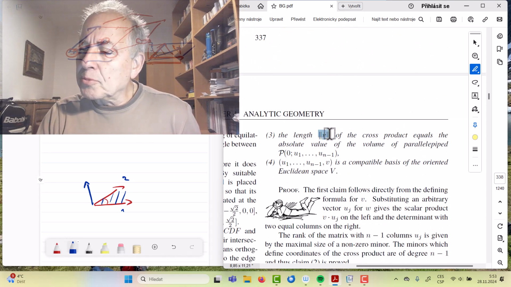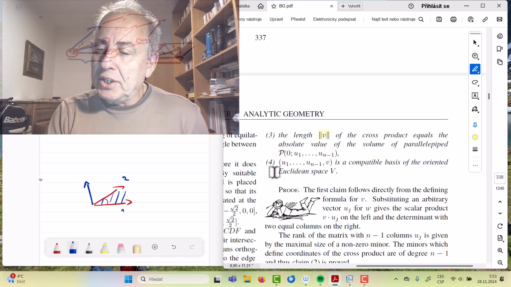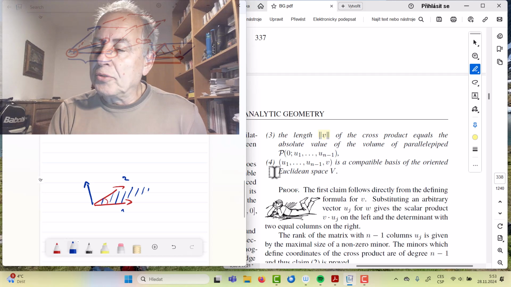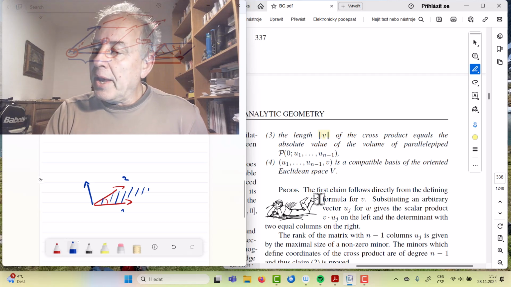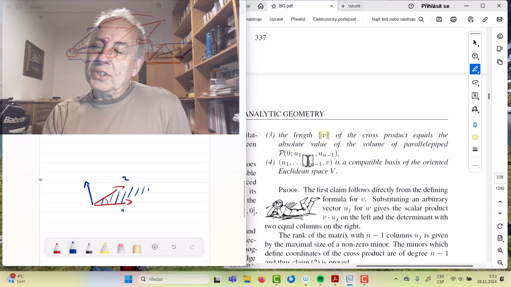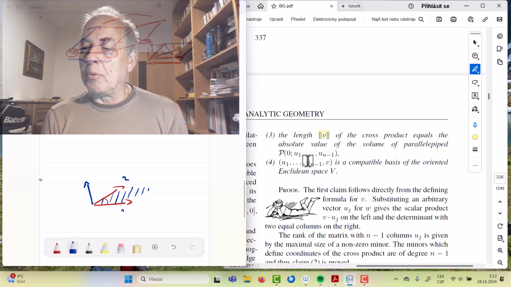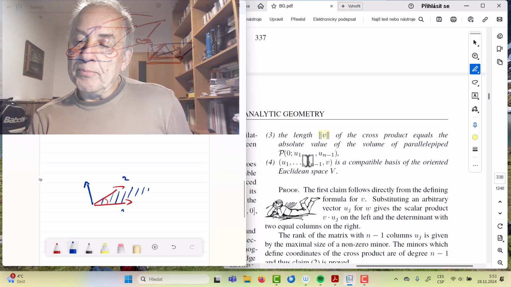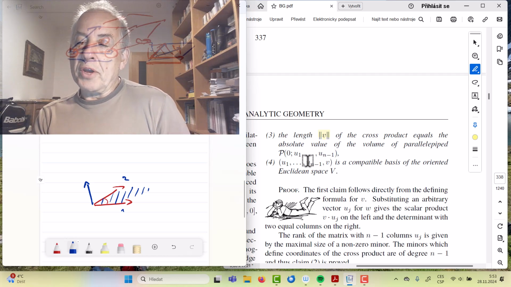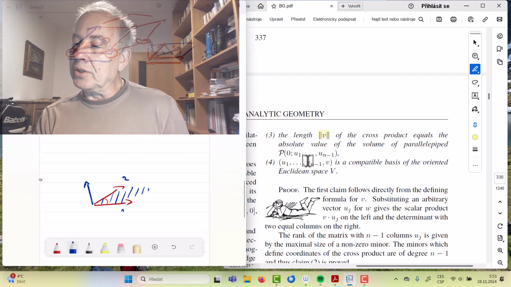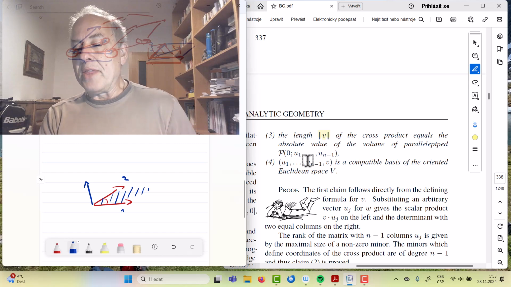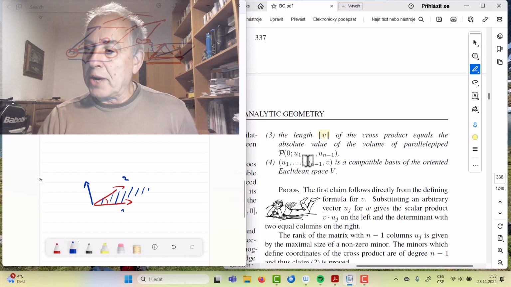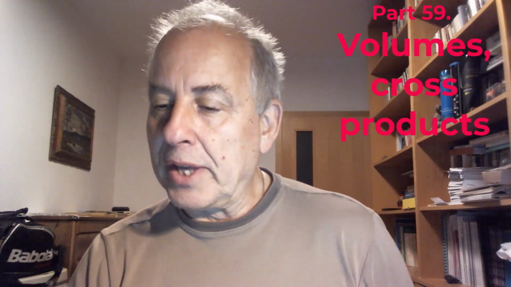The length of the cross product is exactly the size of the parallelepiped, and it's done always in such a way that if you add it, it will be a compatible basis of the oriented Euclidean space V, right? So if we just want to get it the other way around, we simply swap the two red vectors here, the arguments of the cross product, and then it would be the same length but the opposite direction. So that's the end of the story. So we can again make a stop here.